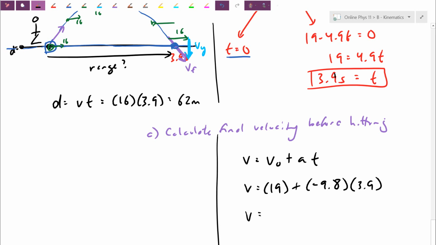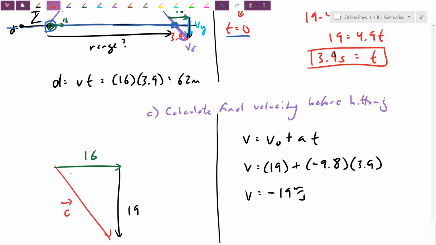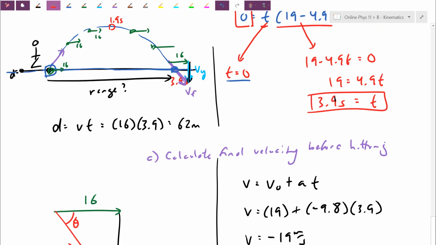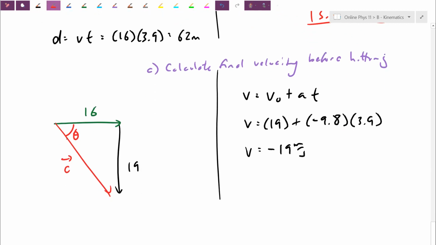Let's find out what the vertical velocity is. 19 minus 9.8 times 3.9, give or take a little bit here. This is negative 19. Well, that makes sense because this is actually going downwards. And what would you get if I combine a triangle? We're going 16 forwards, and we're going 19 downwards. If you do your Pythagoras again, I can leave that for you to try. This is exactly a mirror image of what we had earlier. You should find that the hypotenuse is the 25 meters per second that I had launched it at earlier. That was 50 degrees above the horizontal. You should find that this theta is also 50 degrees below the horizontal.